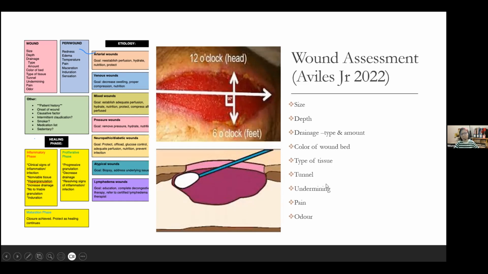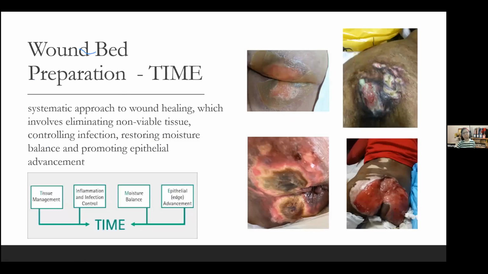Besides that, you have to look at whether the wound has any tunneling, or any undermining at the site. Of course, other things that we need to know are the pain affecting the patient and the odor. All these are important characteristics that we observe in wound assessment. Okay, now another type of wound assessment, which most people refer to as wound bed preparation, is in fact also a form of wound assessment.